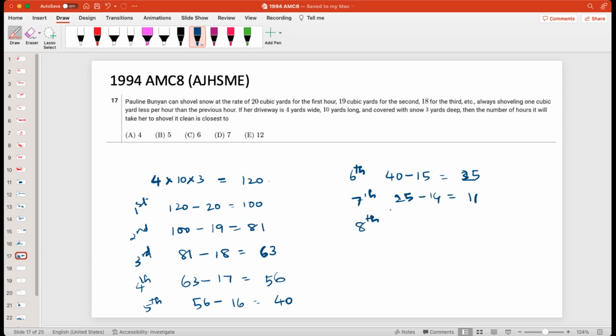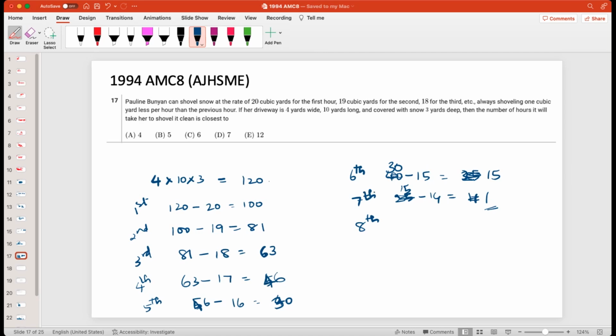In the eighth hour, am I correctly doing this? Let me check. So there is something wrong here. This is 46, right? I made a mistake here. So this is 46, so this becomes 46 minus 16, so this becomes 30. Now I have 30 minus 15, this is 15, 15 minus 14, I have 1 here. Okay, so 1 is the balance.